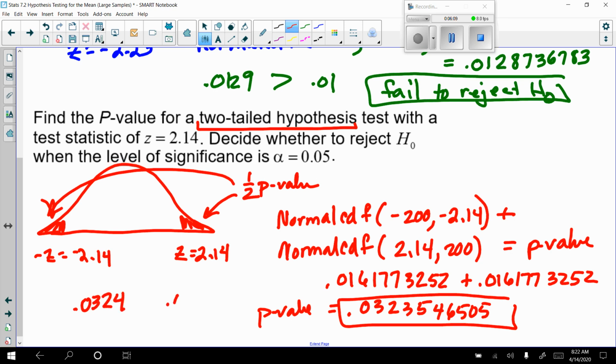We're going to compare that 0.0324 to 0.05. It is less than. That means we reject the null hypothesis in this case.